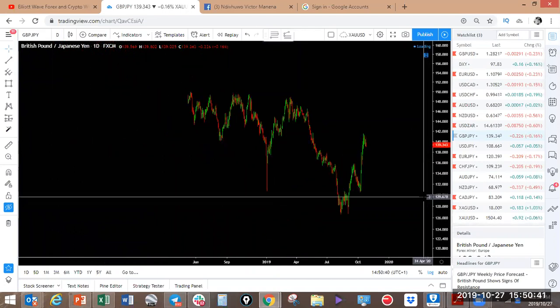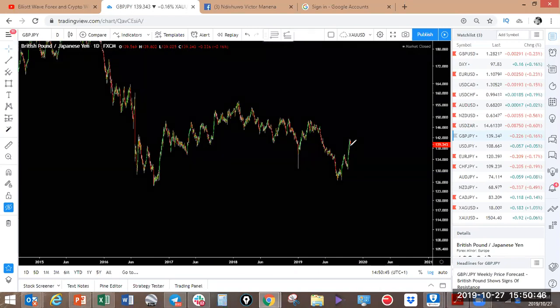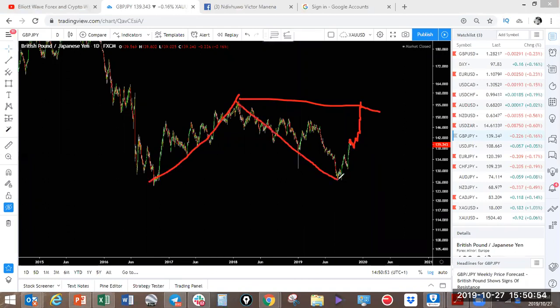And what we're expecting here, I'm expecting pound yen to keep going higher back to this level. Okay, so it made a three-wave move to the upside and a three-wave move back, and then we are looking for this to be an impulsive move to the upside.